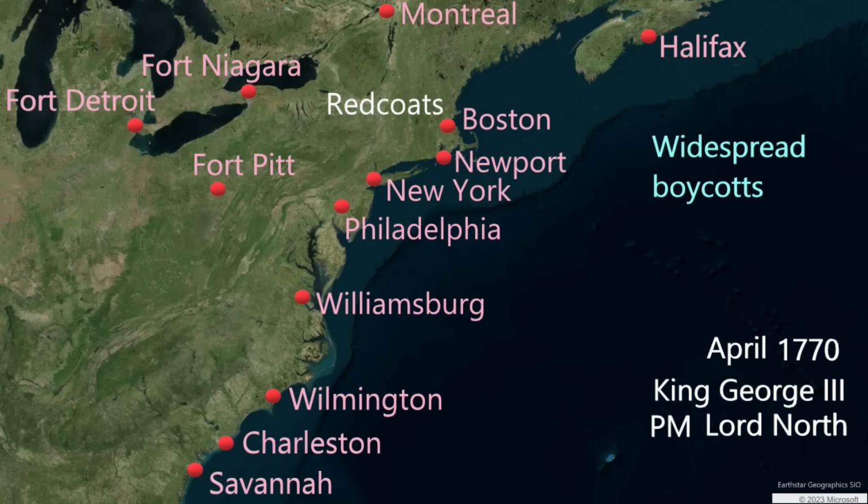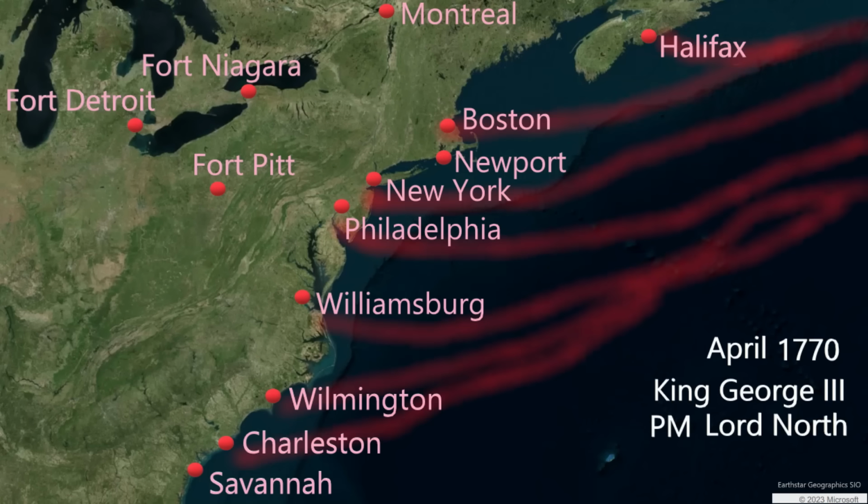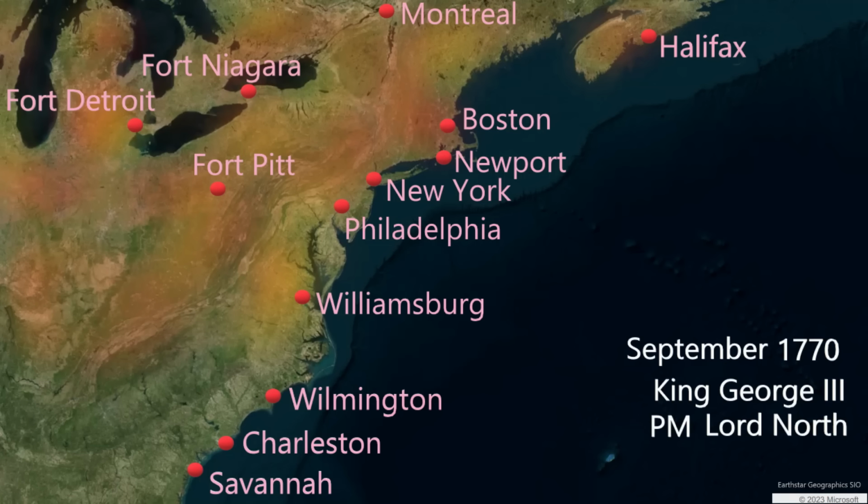Tempers cool, order returns. Redcoats are removed from Boston. With much of the duties removed, the boycotts end in Philadelphia, then New York follows. Finally, Boston ends its boycott. Normal trade resumes between the colonies and Britain. September 1770. The redcoats involved in the Boston Massacre are arraigned.